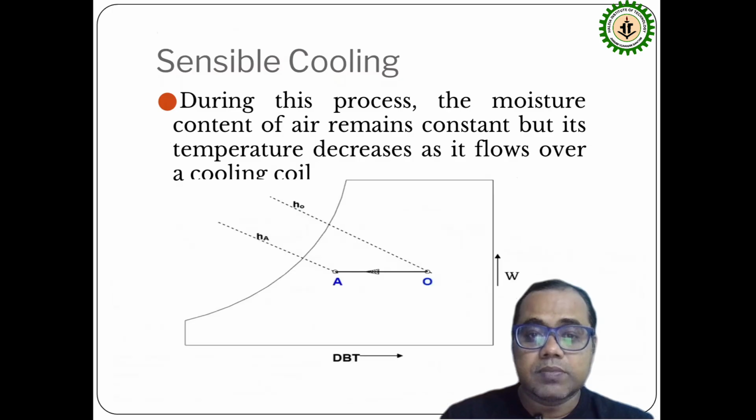Okay. Next is sensible cooling. Cooling, as all of you know, means removal of heat. During this process, the moisture content of air remains constant, but its temperature decreases because it is flowing over the cooling coil. Previously air was flowing over the heating coil, but here air is flowing over the cooling coil. So in this case, what will happen? The DBT, that is dry bulb temperature, is decreasing. O is the initial point and A is the final point, and O to A is the flow of the air over the cooling coil. So what will happen to the humidity ratio? This is the humidity ratio line.